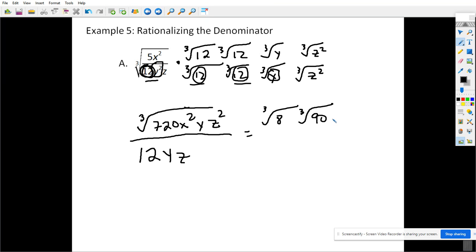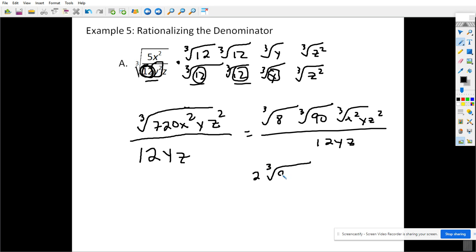Cube root of x squared y z squared. And again, none of these are perfect cubes because I need 3 of them, and it doesn't matter what's on the top. All over 12yz. So now I have 2 cube root of 90 x squared y z squared, and I can have this on the top all over 12yz.